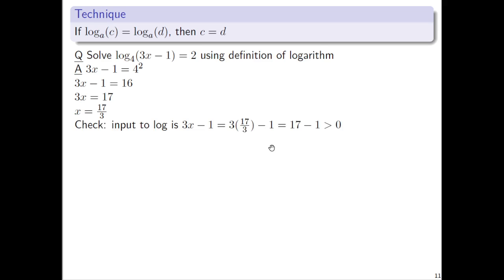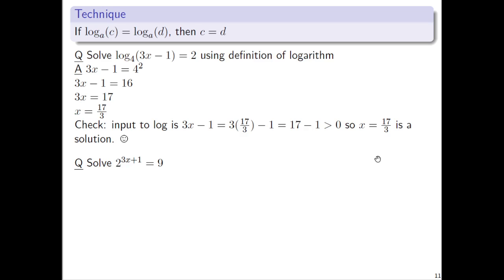We had to use the definition of logarithm. The technique above wasn't helpful here because we don't have a log on each side. There was just a 2 on the right side. So because the original equation had logs, though, we check. 3x minus 1 was the input, and that simplifies to a positive number. That's good. So we have x equals 17/3 is a solution.